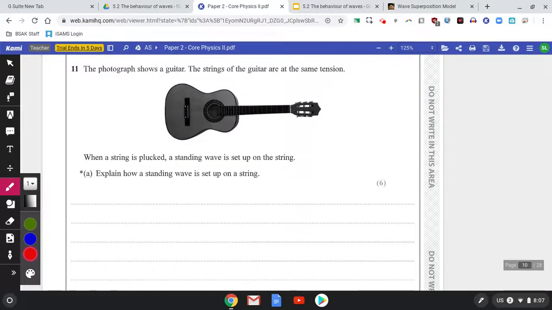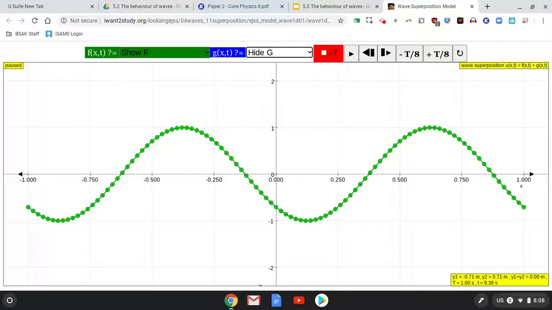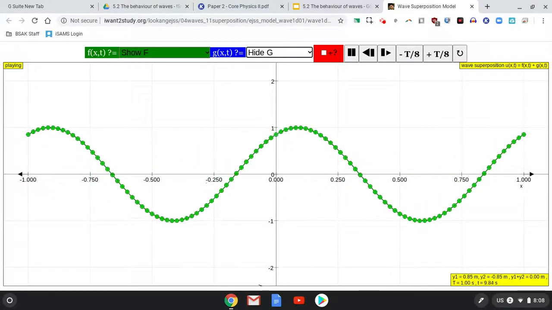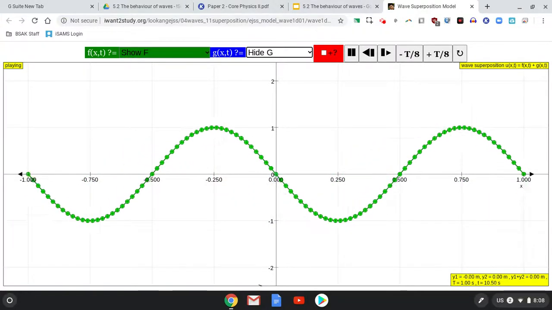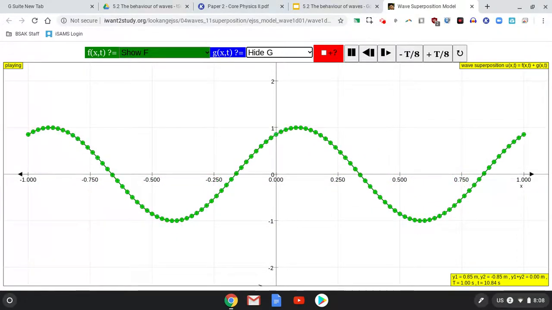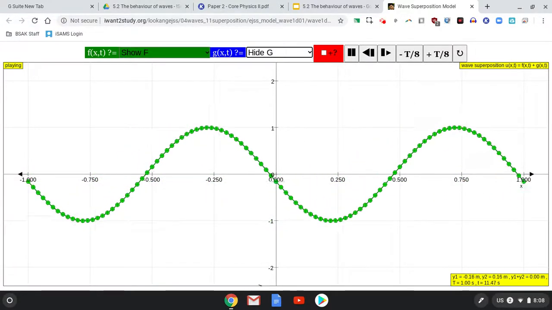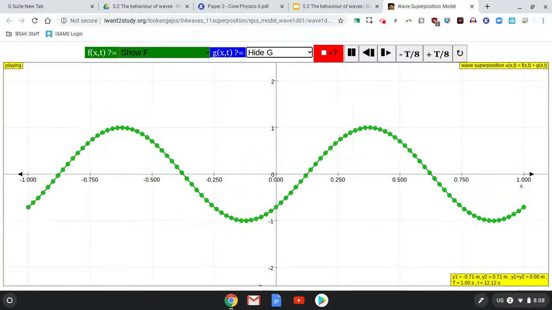Okay. Now, this is quite a neat little maths tool here, which just basically adds two waves together. Right, so how is a standing wave set up on a string? Well, you have two progressive waves traveling in opposite directions. They have to be the same frequency, the same wavelength, preferably the same amplitude. And what they do, they superpose and interfere with each other to produce a resultant standing wave.